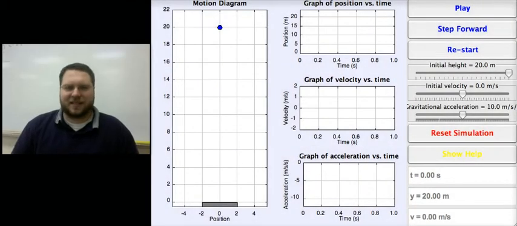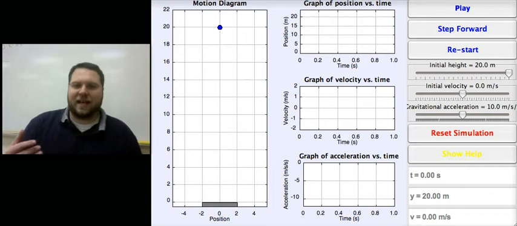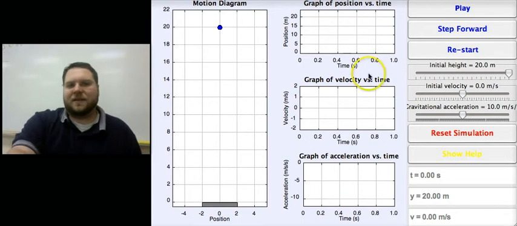Hey guys, now we're going to look at acceleration due to gravity. Recall that acceleration is the rate of change of velocity. It's how much the velocity is changing as time goes by. So speeding up, slowing down, changing direction, any of those things. And what we're going to do is look at how objects accelerate at the Earth's surface.